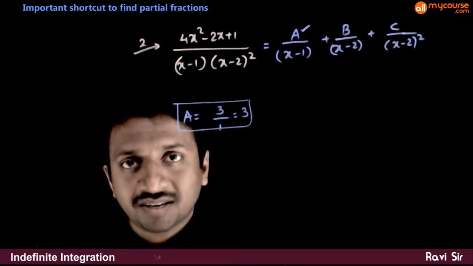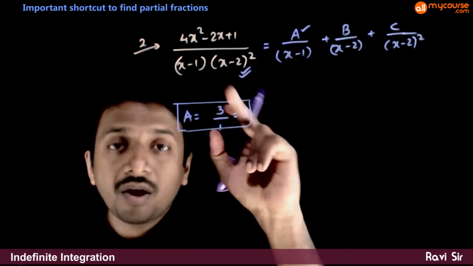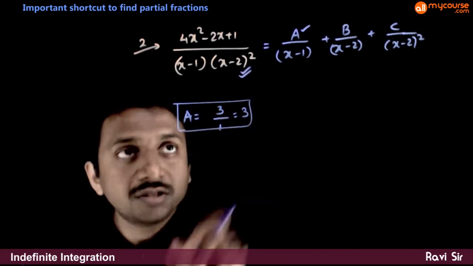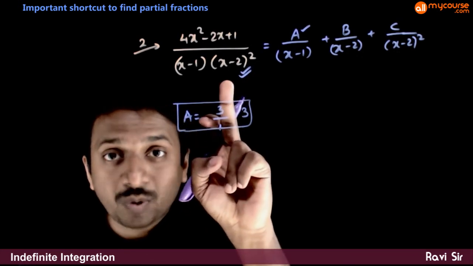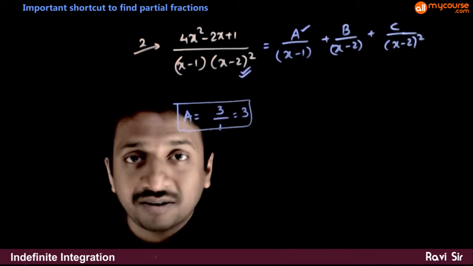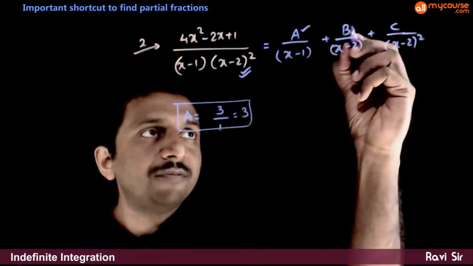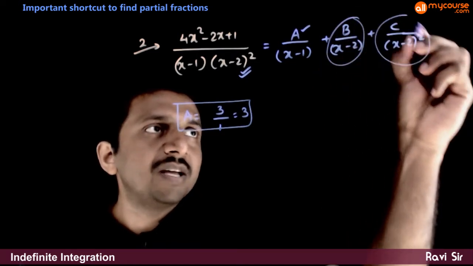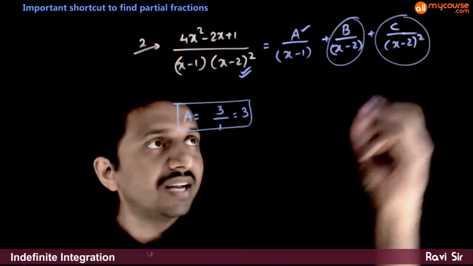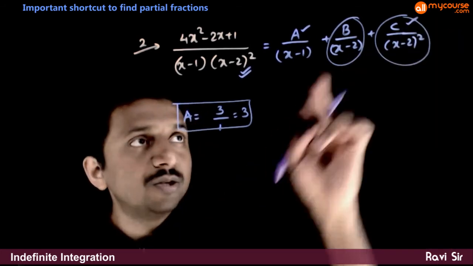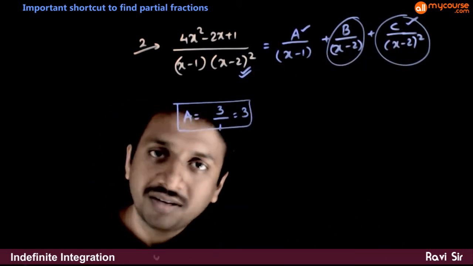And the second shortcut is this: if you have a repeated factor, that is (x − 2)² or (x − 2)³ and so on, the unknown corresponding to the highest power of the factor can be found using the shortcut. That is, you have B/(x − 2) plus C/(x − 2)². So what is the unknown corresponding to the highest power? That is C, right? So B cannot be found from the shortcut, but C can be found using the same shortcut that we have discussed.